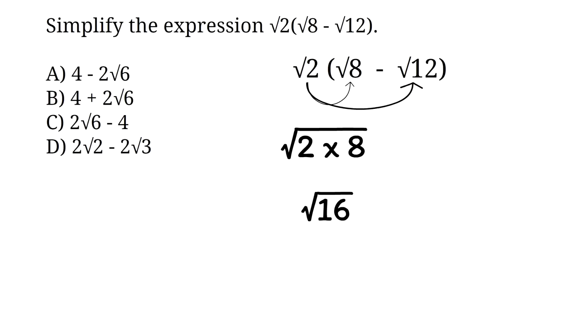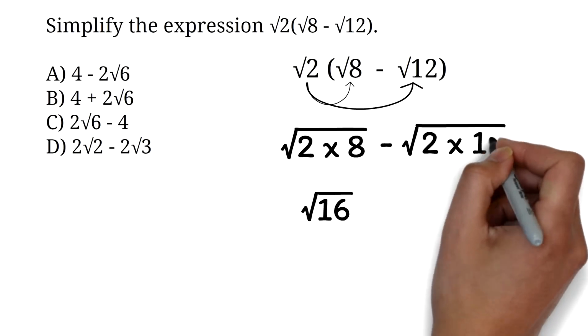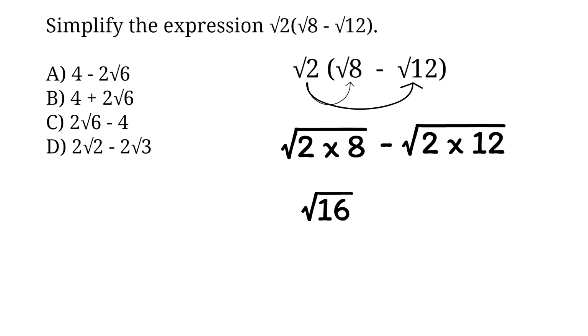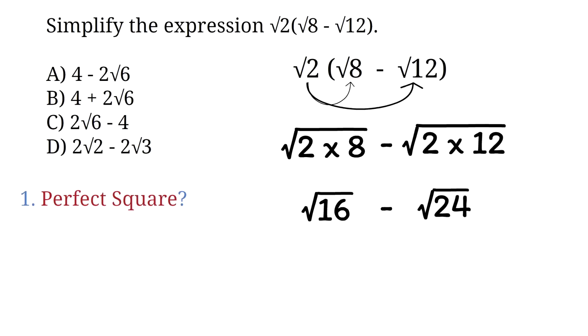Same here. We have root 2 times root 12. 2 times 12 is 24. So we have root 24. Next, we check if we can simplify. To simplify roots or radicals, there are two things you are looking at. One, is the value under the square root sign a perfect square? Can it be written as a number times itself?